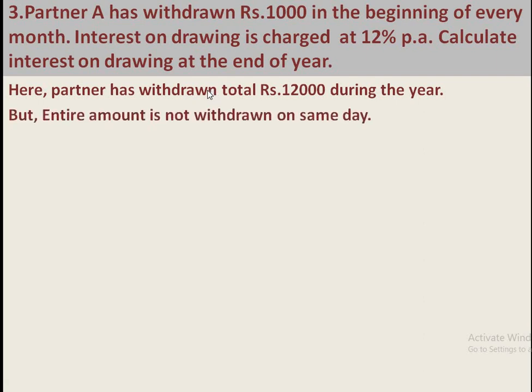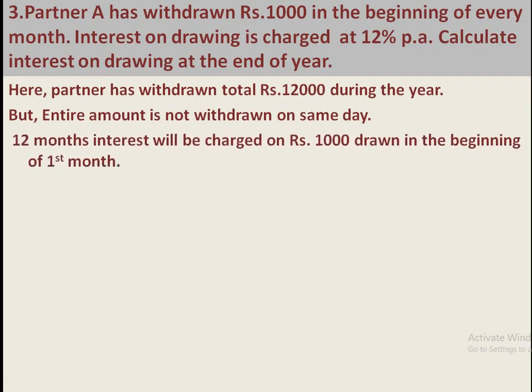But the entire amount is not withdrawn on the same day. In the previous sum, 10,000 was withdrawn by A, but on a very specific date. Entire 10,000 was withdrawn on 1/10/16. So we charge interest from 1/10/16 up to 31st March 17 on 10,000 because the entire 10,000 was withdrawn on that date. In case of partner B, in the previous sum, 5,000 was withdrawn. Entire amount was withdrawn on 1/1/17. So we charge 3 months interest. But here our problem is during the year total drawing is 12,000. But in this 12,000, every month 1,000 is drawn. So what happens?